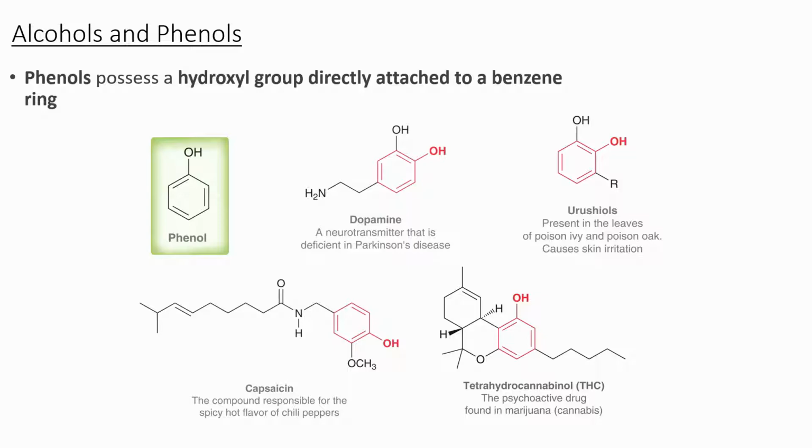But it's also a really common moiety that we will find in many drug molecules and many other natural products. Here's just a few examples. Some of them I'm sure you're familiar with, like dopamine. It's a neurotransmitter that's deficient in Parkinson's disease, and it's also commonly released as an endorphin, like while doing activities such as running. Capsaicin, the molecule that is responsible for spice, has a phenol. THC, the psychoactive drug found in marijuana, has a phenol on it.